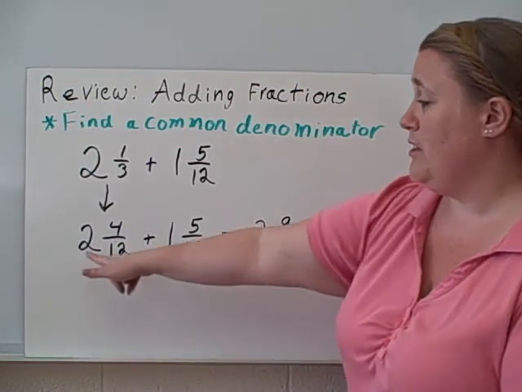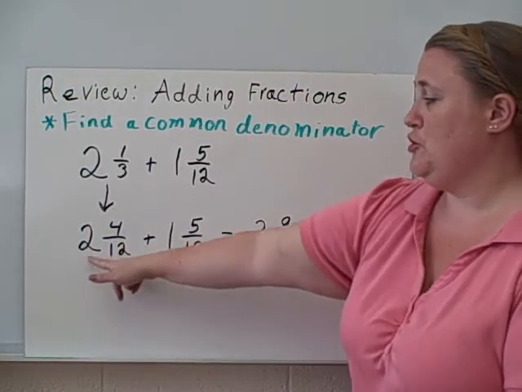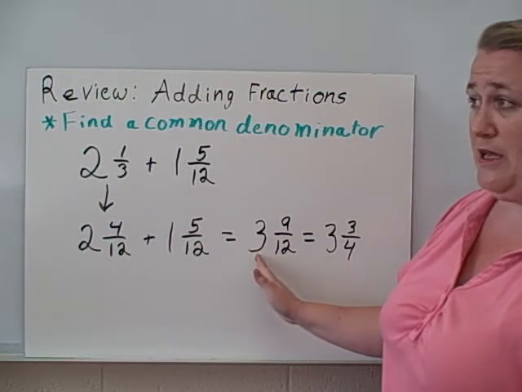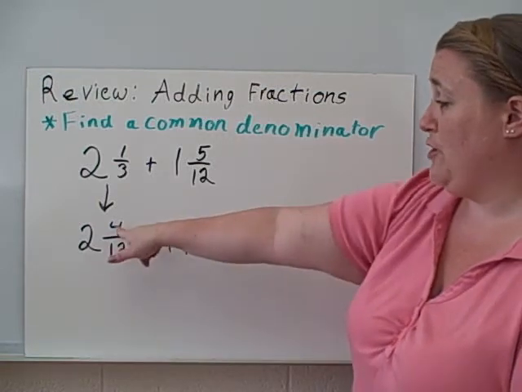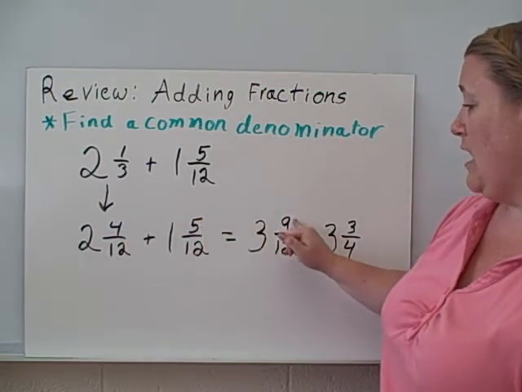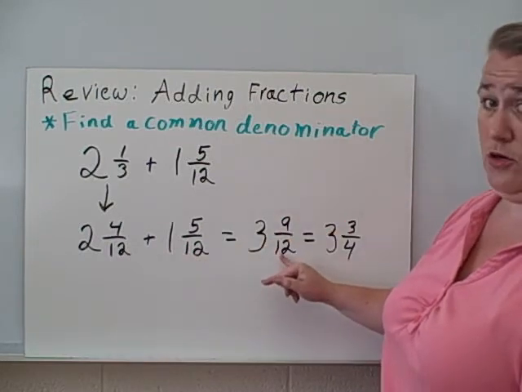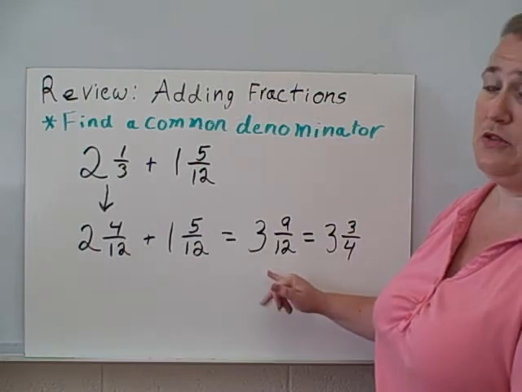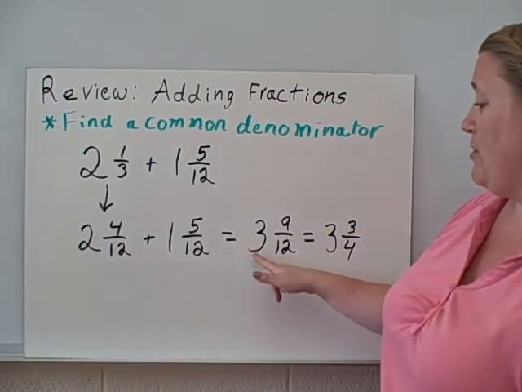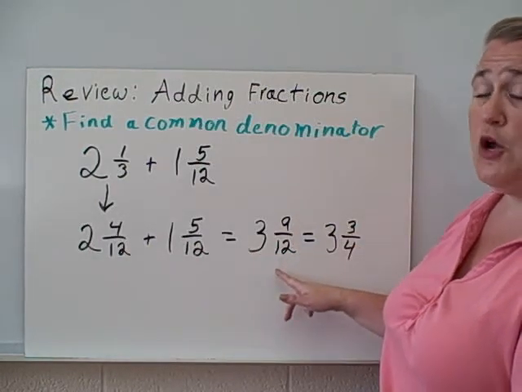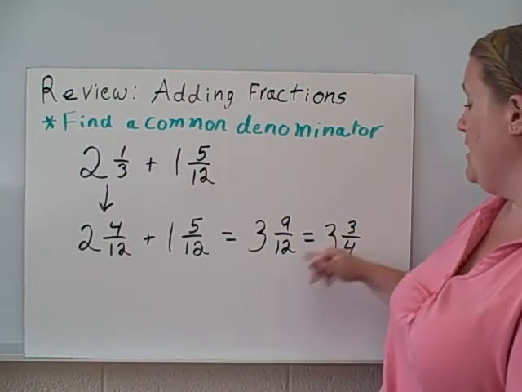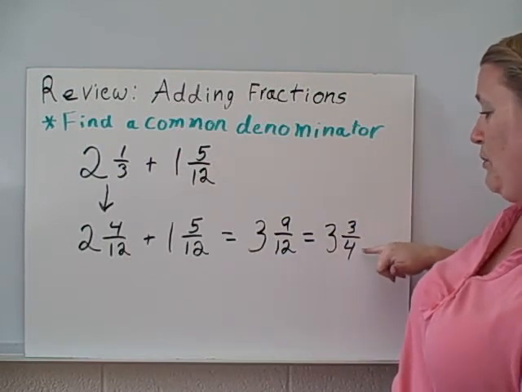Then we add our whole numbers. 2 plus 1 is 3. Then we add our numerators. 4 plus 5 is 9. And we keep the denominator. Okay, don't add the denominators, keep the denominator. So we get 3 and 9/12. Remember, we always simplify and get 3 and 3/4.